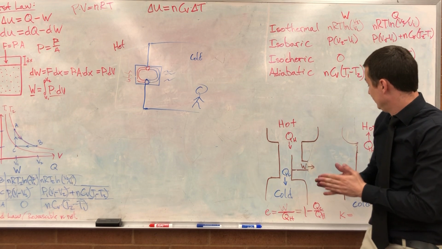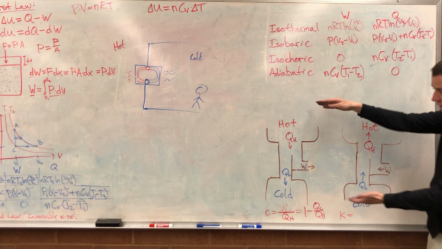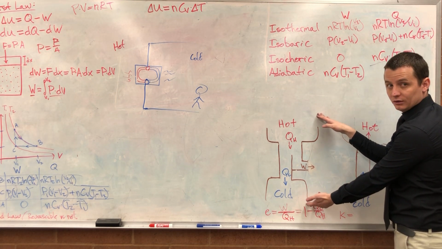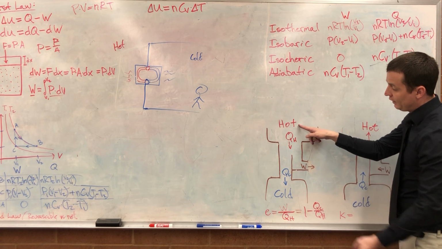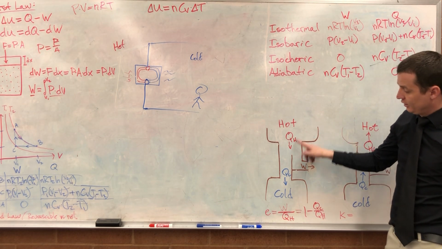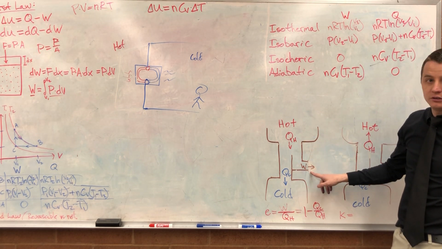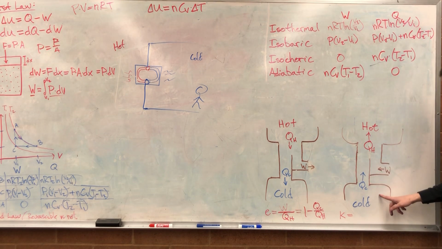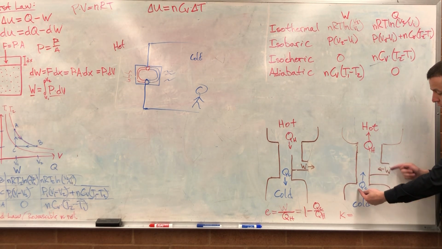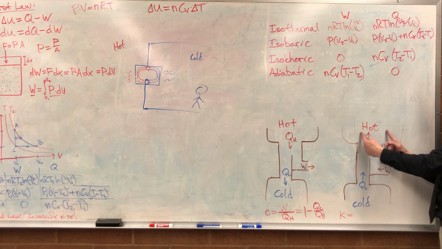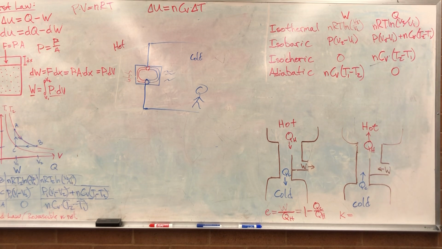Okay, so big picture, here's what a heat engine is doing. It's taking heat from a hot source. Some of it goes to a cold source, some of it is converted into work. A refrigerator, ultimately, is taking heat from a cold source and some work and releasing heat at a hot source.